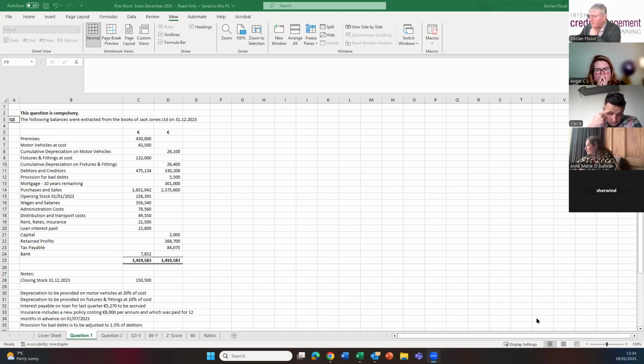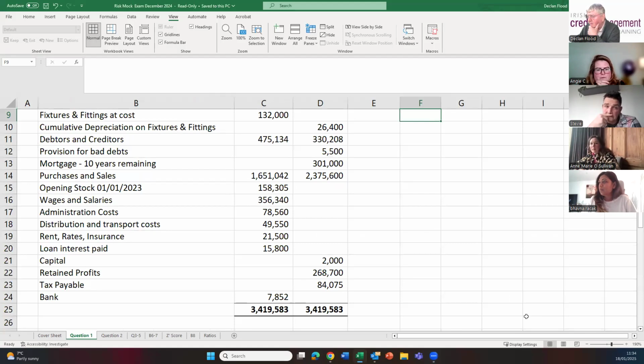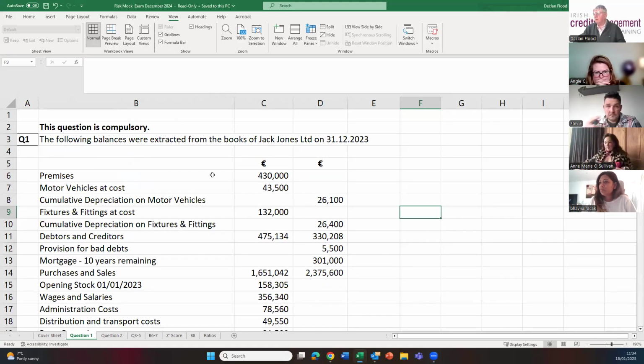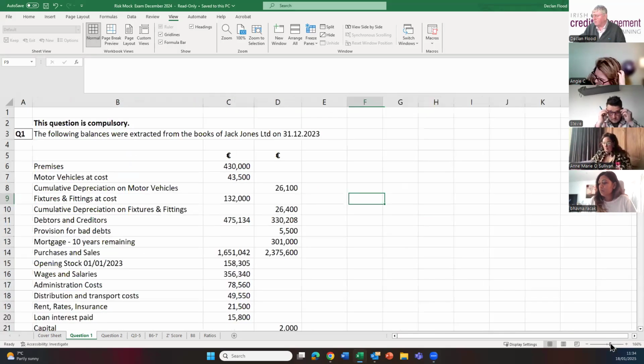Is that legible or is it big enough, or do I need to make it a bit bigger for you? That's okay. A little bit bigger, maybe. No, I'll make it a little bit bigger. Yeah, how's that now? Maybe that's too big. So that is the question.